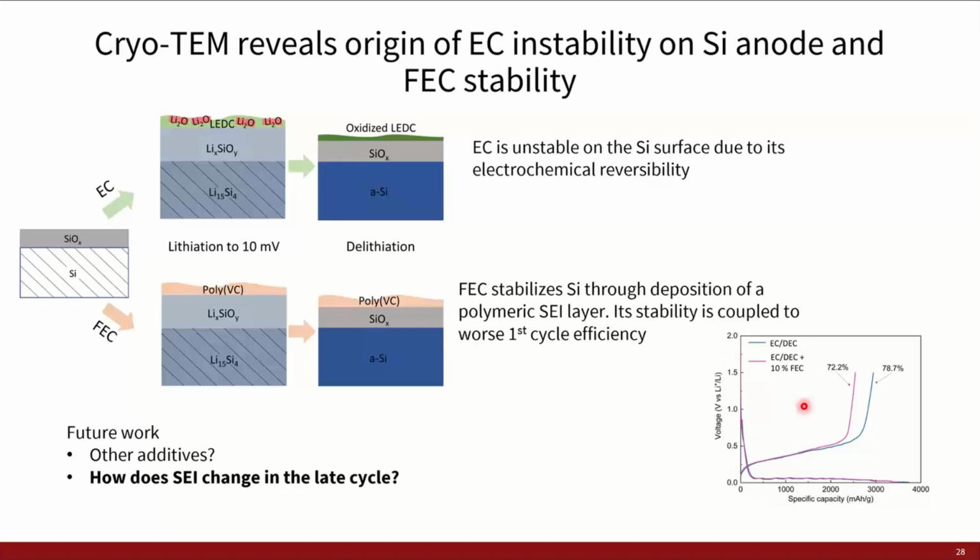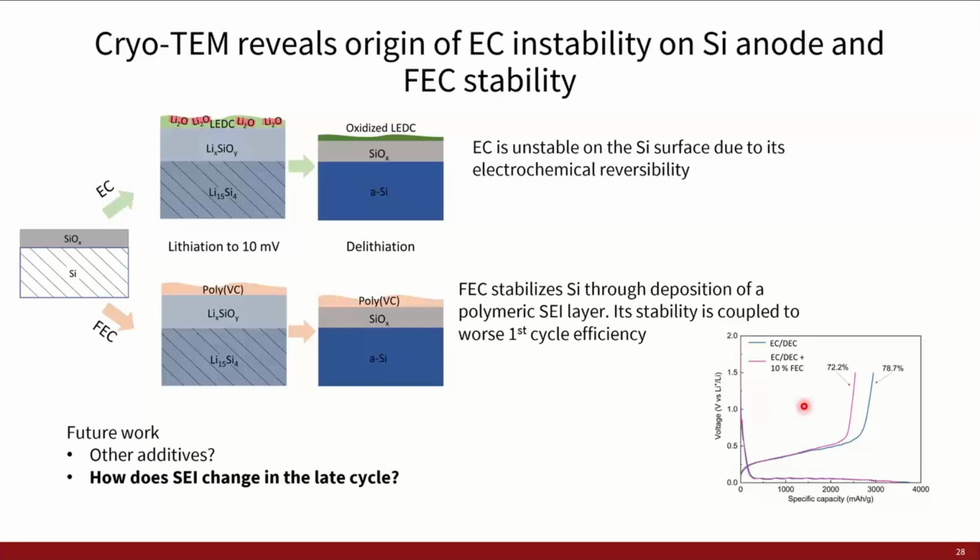And that brings us to the end of this work here. But of course, there are a lot of further questions that can be addressed with this very powerful tool of cryo-TEM. Of course, fluoroethylene carbonate is a very important additive, but it's not the only additive out there for silicon and lithium metal batteries. There are a lot of other additives that are very promising for making more stable silicon and lithium metal anodes. And using cryo-TEM, we can understand what they're doing within the battery SEI.